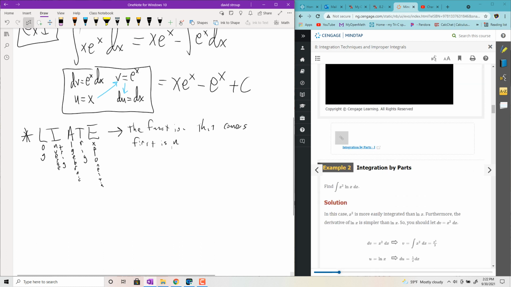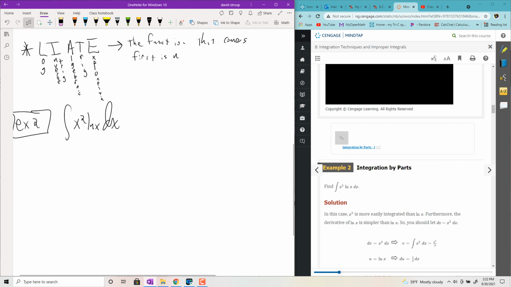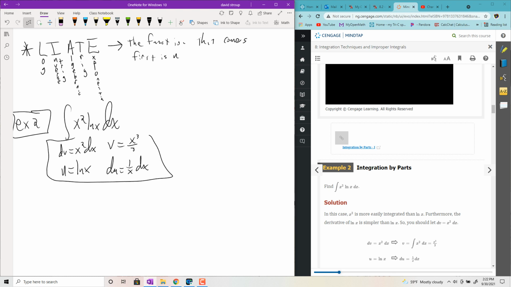Let's take a look at another example. Here we go, example 2. We have the integral of x squared ln x dx. So from LIATE, we'll say u is ln x, right? The log comes before the algebraic. So dv then is the x squared dx. The derivative of u is 1 over x dx. And then the integral of x squared for v will give me x cubed over 3. And I'll box all this off.